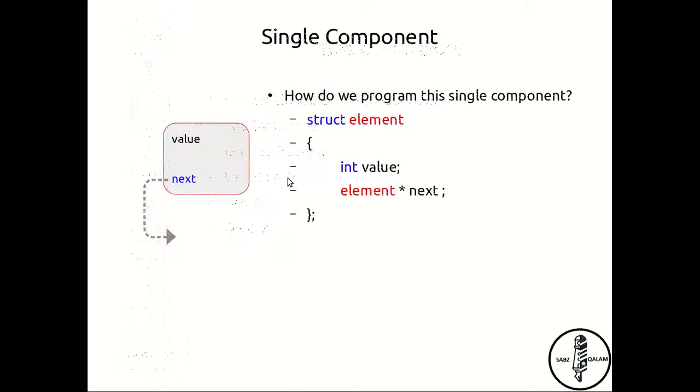Now, how do we program a single component of the linked list? You do it using structures. I've already talked about this before. This is a small revision component. So a structure allows you to have multiple variables. So you can have this value as a variable in there, which can store any value as you please. And then you have a pointer by the name of next pointing to the next element.